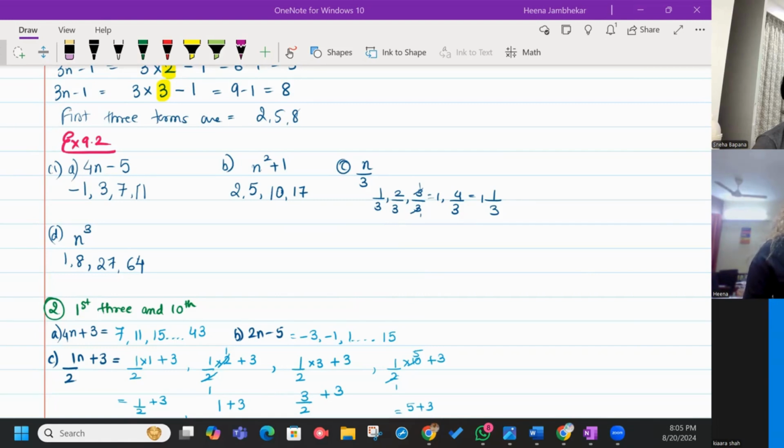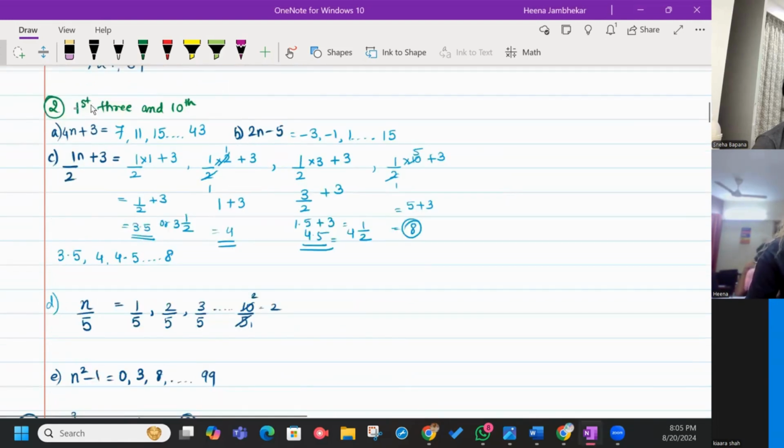Now, look at these smarty pants. What are they saying? You have to find the first 3 terms and the 10th term. So don't sit and do 1, 2, 3, 4, 5, 6, 7, 8, 9, 10. First 3 terms meaning n is equal to 1, n is equal to 2, n is equal to 3, and directly n is equal to 10. Did you understand this? Do not waste time in doing 4, 5, 6, 7, 8, 9. They asked the first term, second term, third term, and the 10th term.